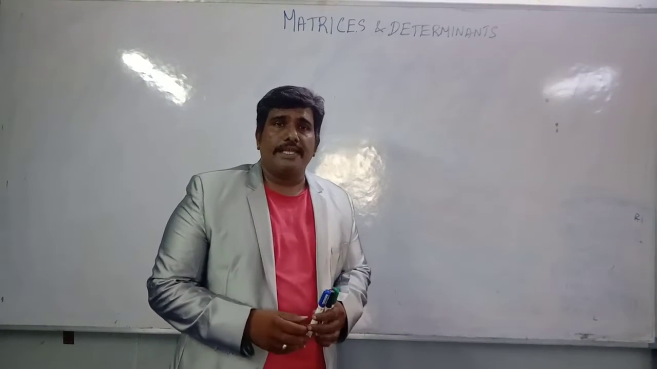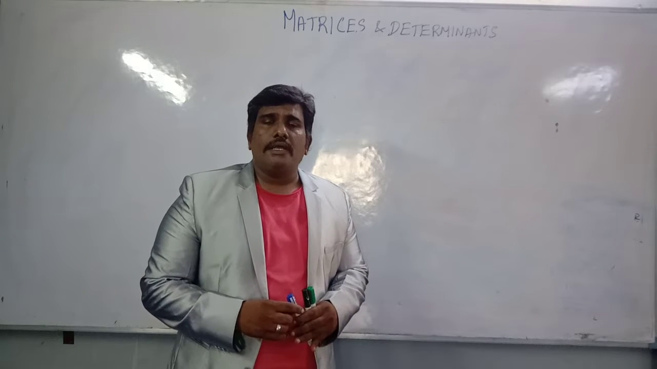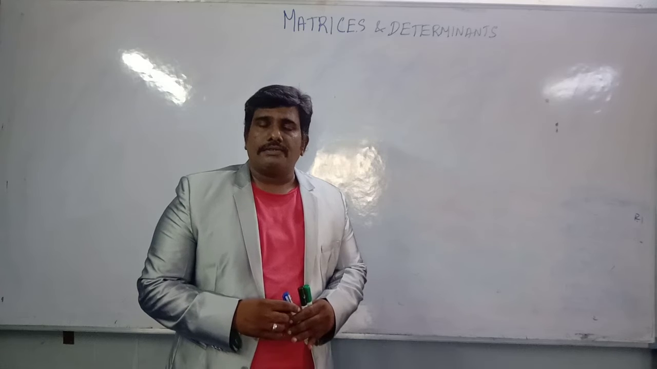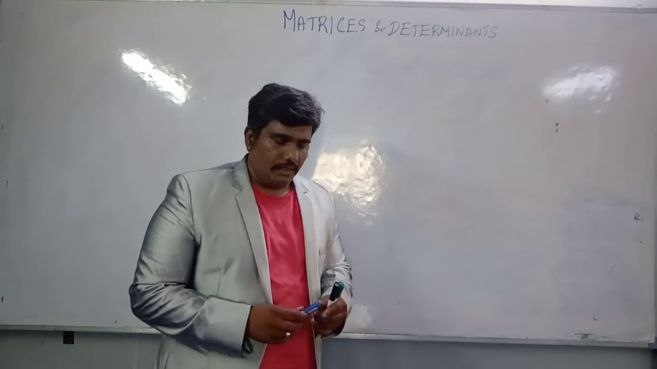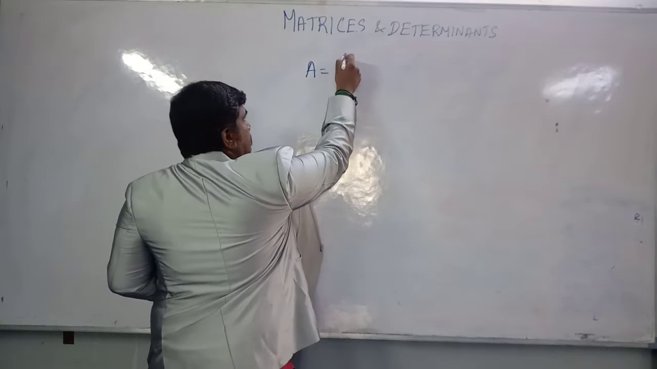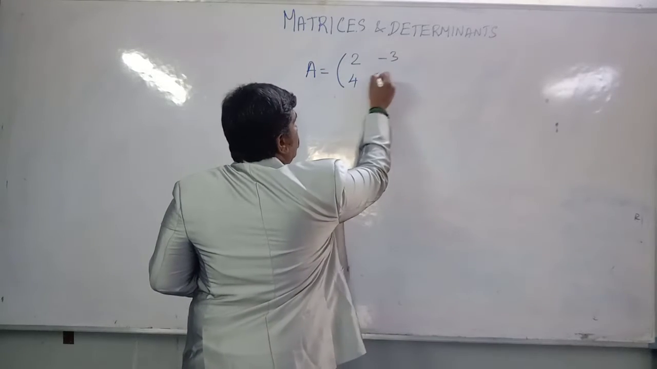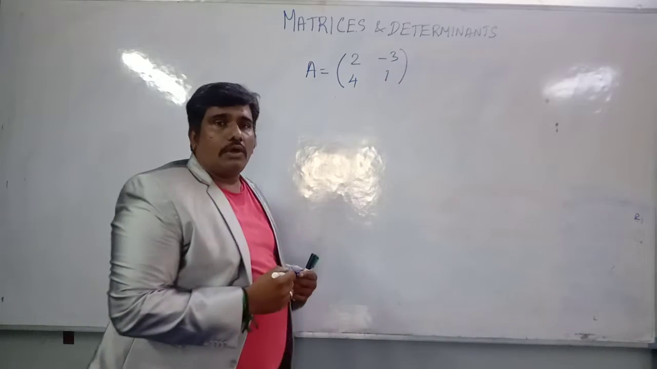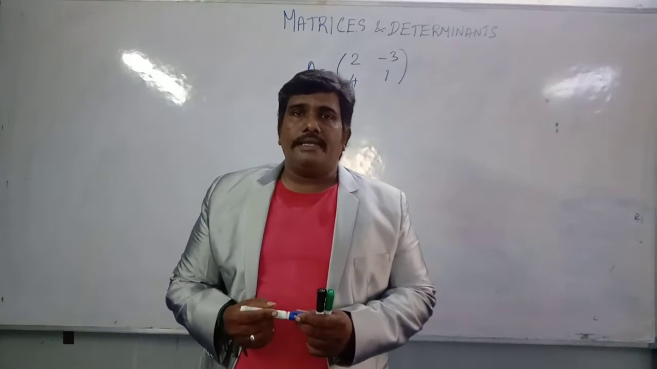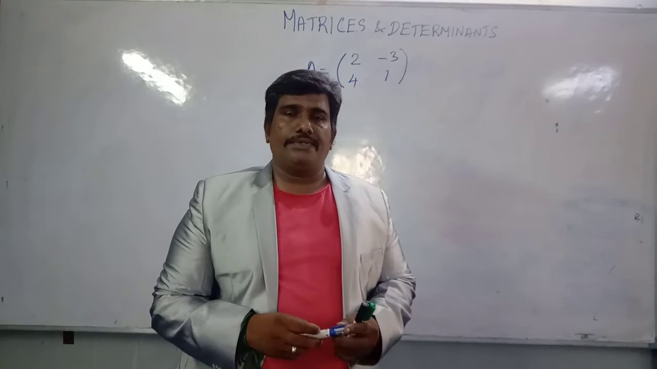In this session we will see how to find the adjoint of a matrix with the order or size 2 by 2. That is, I will just consider a matrix, say A equal to 2, minus 3, 4 and 1. So the order of this matrix is said to be 2 by 2 because we have 2 rows and 2 columns, right?